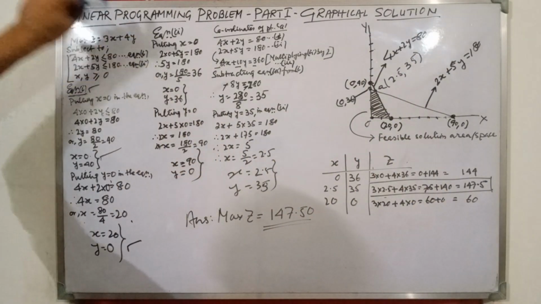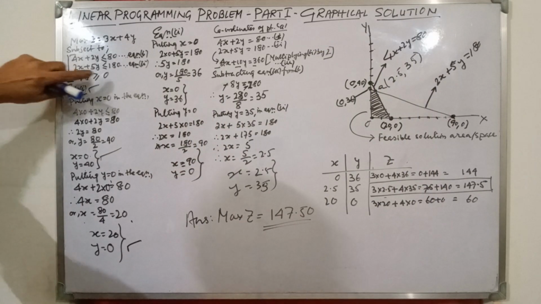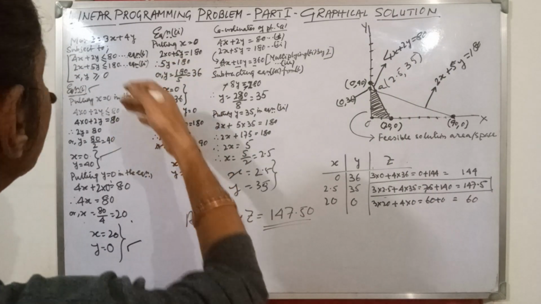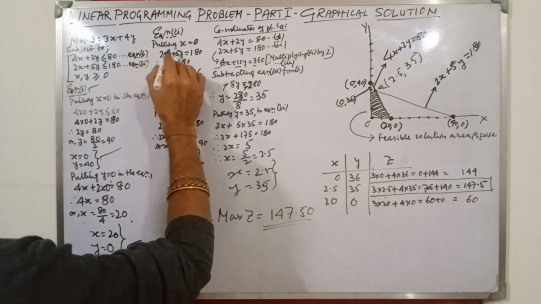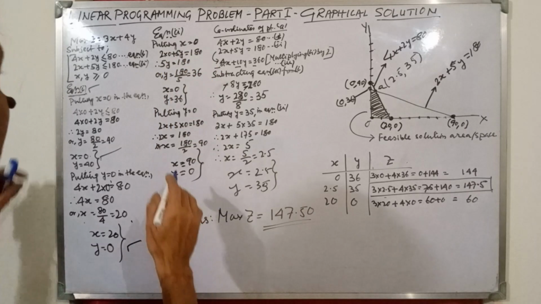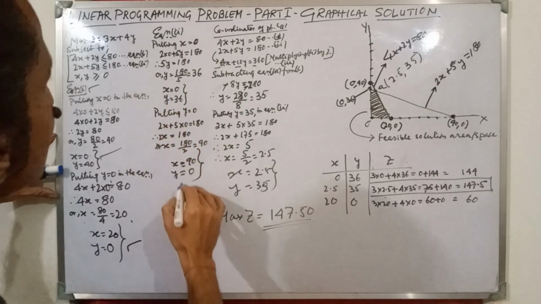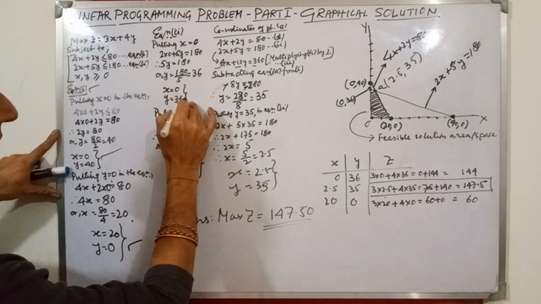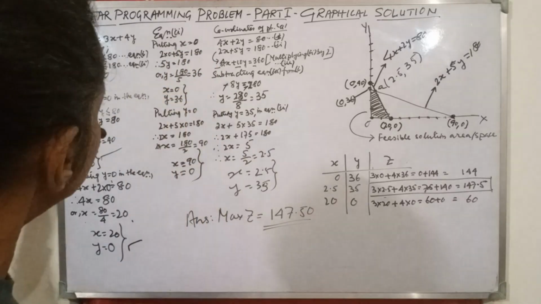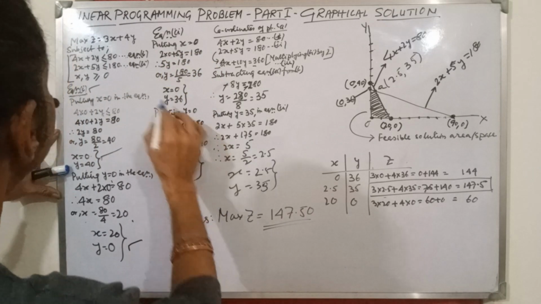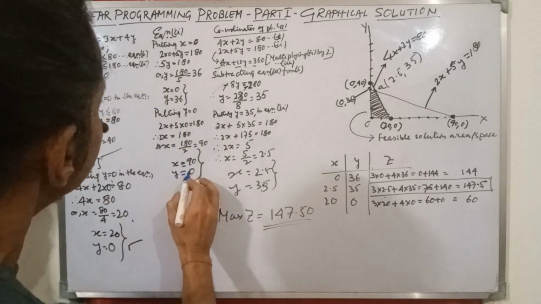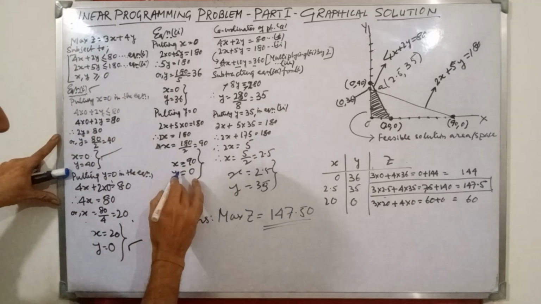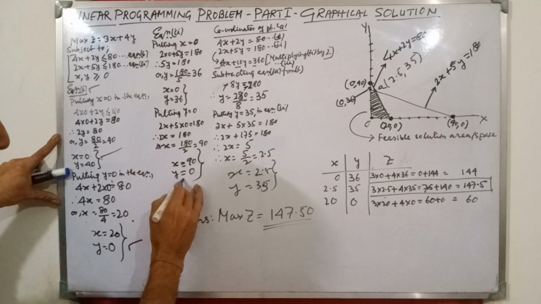Then come to equation 2, that is 2x plus 5y is less than or equal to 180. We do the same process here as we have done in case of equation number 1. First we put the value of x equals 0 and calculated y equals 36. So one set is x equals 0 and y equals 36. And then we put y equals 0 in the same equation and calculated x as 90. So we have another set of values, x equals 90 and y equals 0.